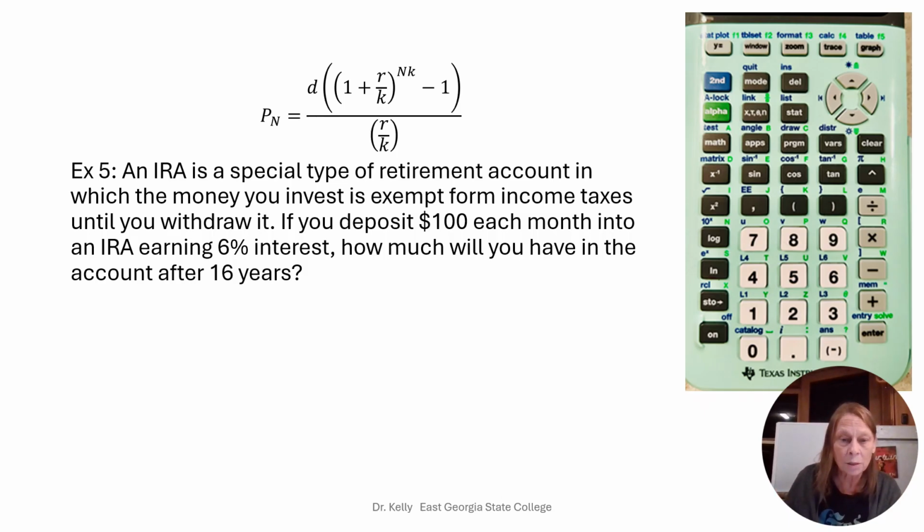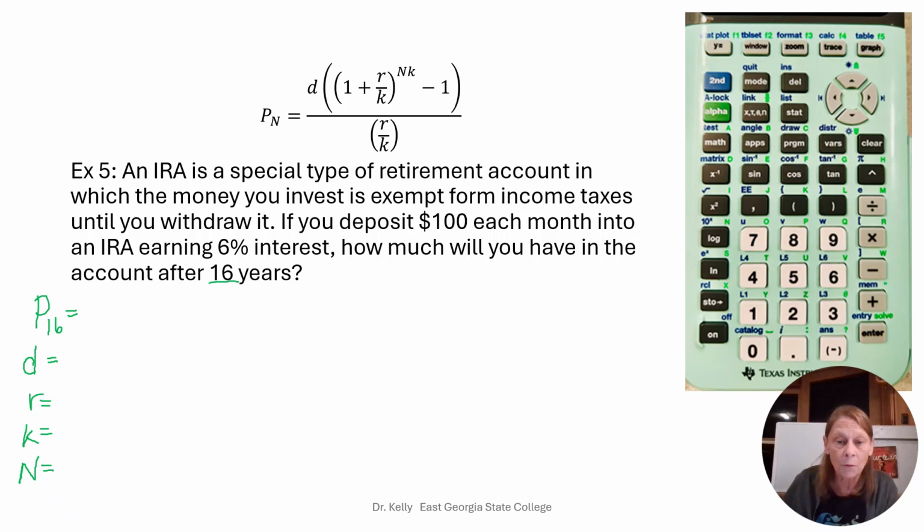Let's write down all of our variables here. We have P sub 16 because it's in 16 years. We don't have P naught now, we have D, the amount of the payments. We also have R, we also have K, and we still have N. So we've given up P naught for D. P naught is one payment. D is multiple payments. That's the difference.